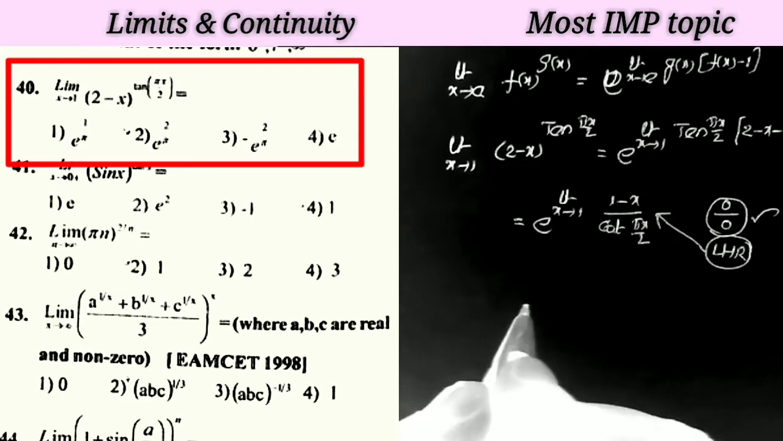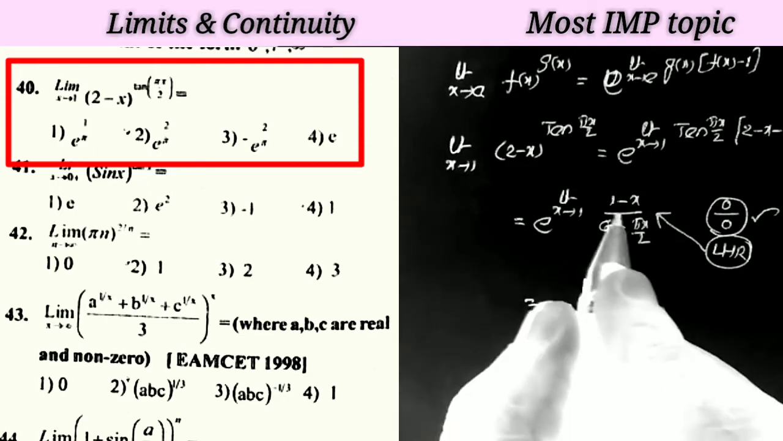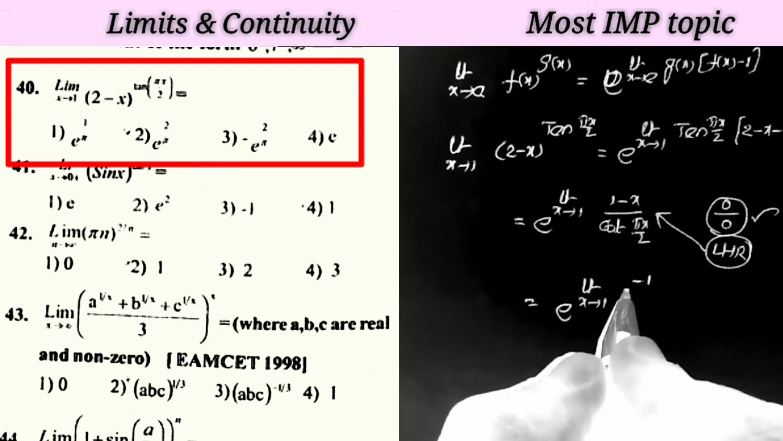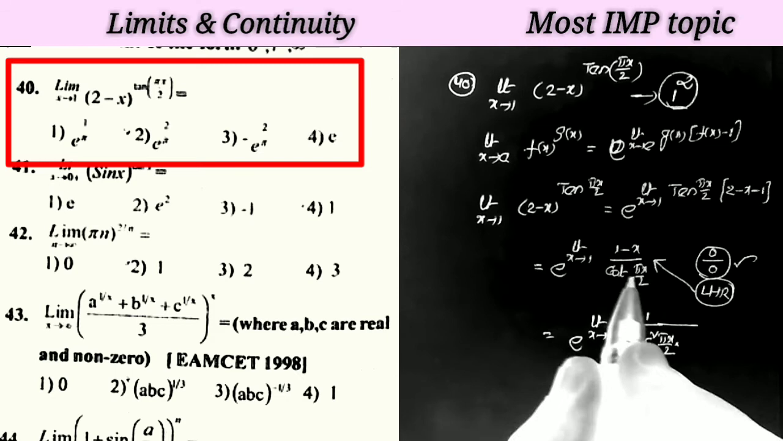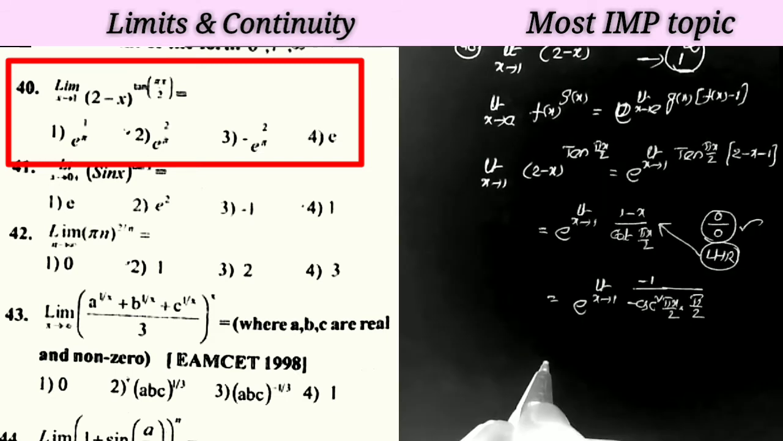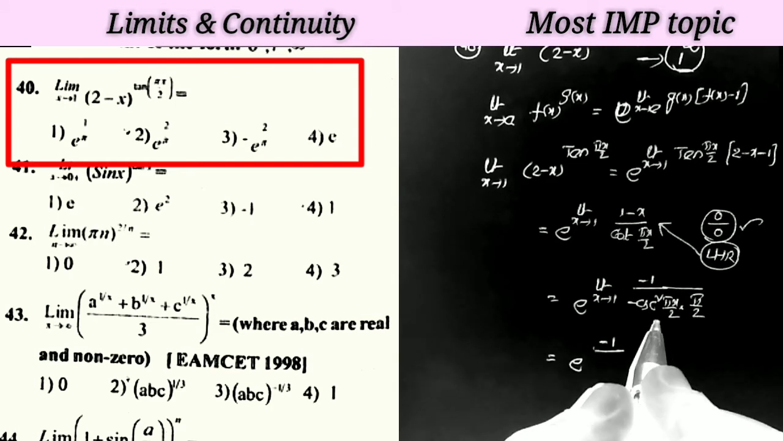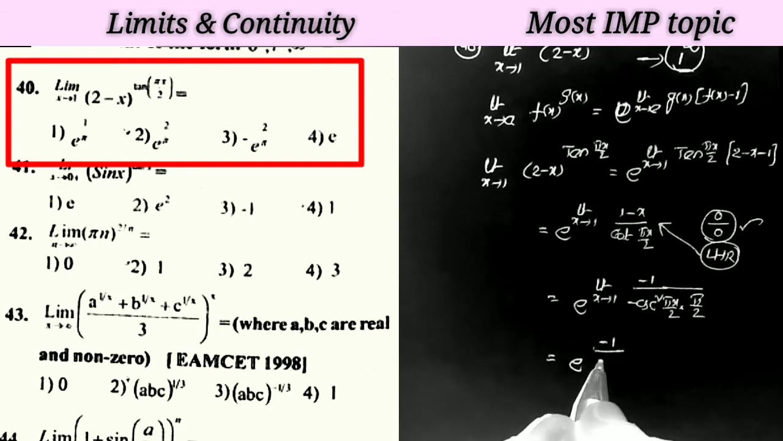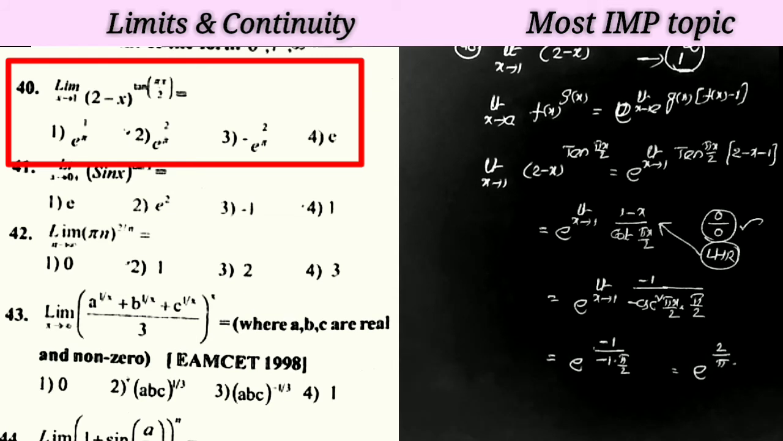So this is equal to e power limit x tends to 1, derivative of numerator: 0 minus 1, that is minus 1, by derivative of denominator: minus cosecant square of x, where x here is pi x by 2, and the derivative of pi x by 2 is pi by 2. Now replacing x equal to 1 here, we get minus 1 by minus cosecant square pi by 2 into pi by 2, which is 1 by 1 into pi by 2. So the answer is e power 2 by pi. That's all. That is the second option.